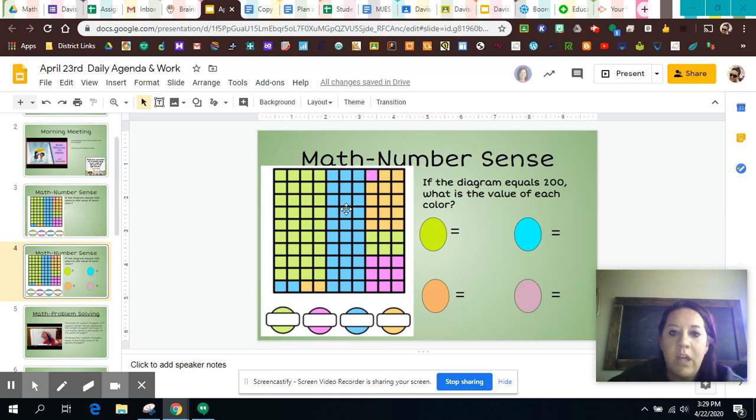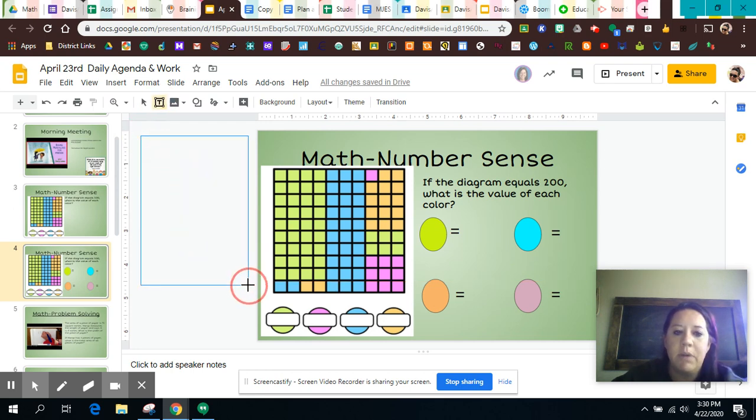So now that I know each square equals 2, I guess I could just count by 2, but you guys are such great mathematicians that I know you will have different strategies that you can use. I'm going to show you one for the green one. I'm going to go ahead and solve it for you, and then I'm going to leave the other 3 for you to do.